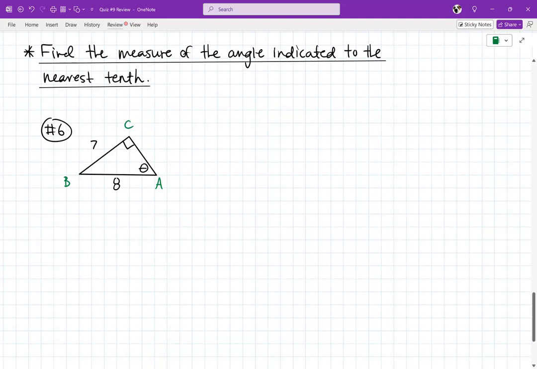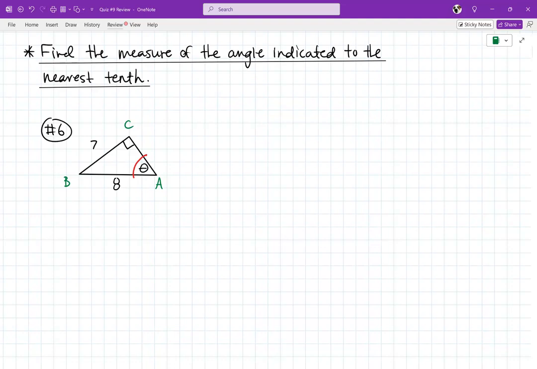All right, so this one is find the measure of the angle that's indicated to the nearest tenth. Okay, so we have a number 6 right here. We have a right triangle again. Our angle is theta. I'm going to put a little mark there. We have a side that's 7, a side that's 8, and then an unknown side, which means probably don't need to worry about that one.